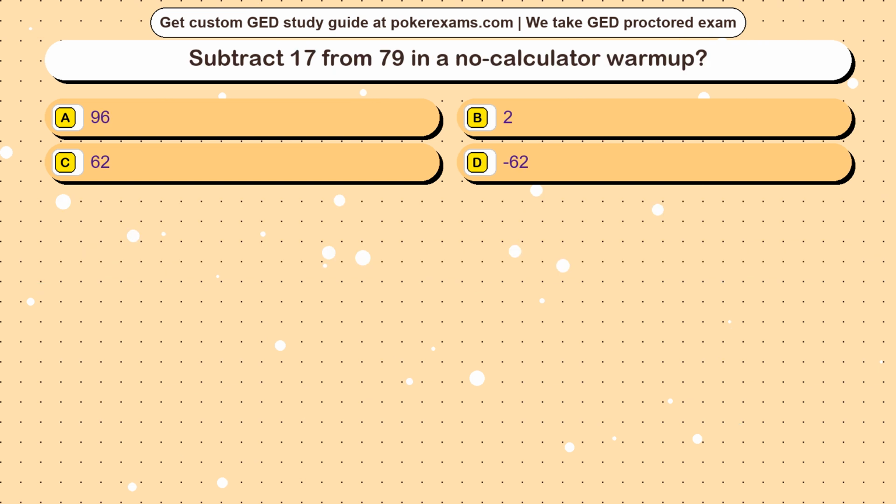Question 25. Subtract 17 from 79 in a no calculator warm-up. Option A, 96. Option B, 2. Option C, 62. Option D, -62.